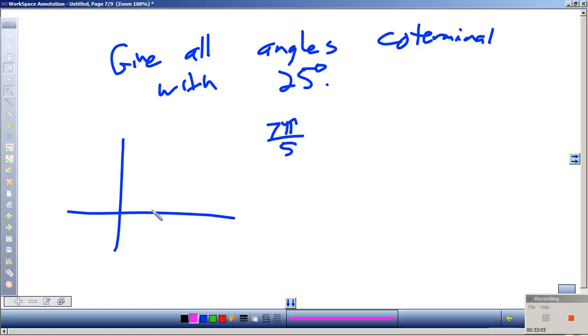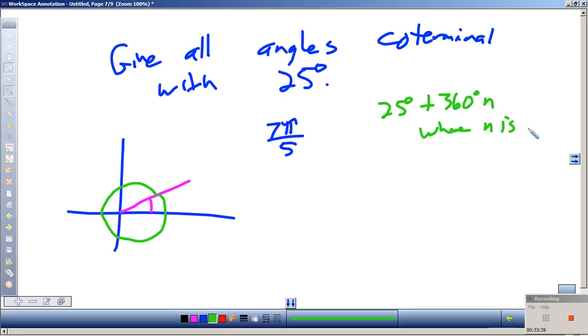Where is 25 degrees on the circle? Somewhere around here. How could I get to another angle that was coterminal with it, or into the same spot? I could go here and add 360, right? And how could I get to the next one? Add 360. Or I could subtract 360. So we've got a nice form: 25 degrees plus 360 degrees n, where n is an integer.